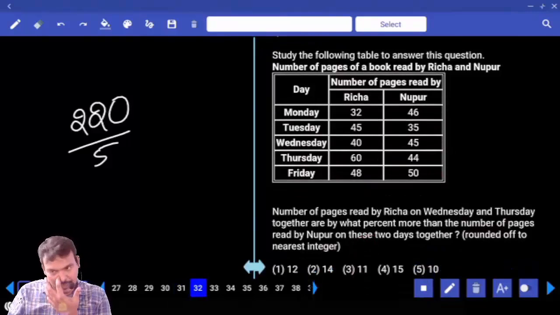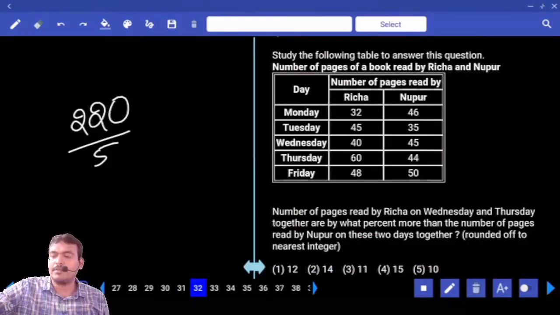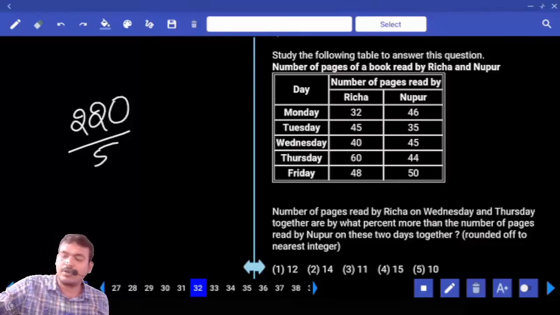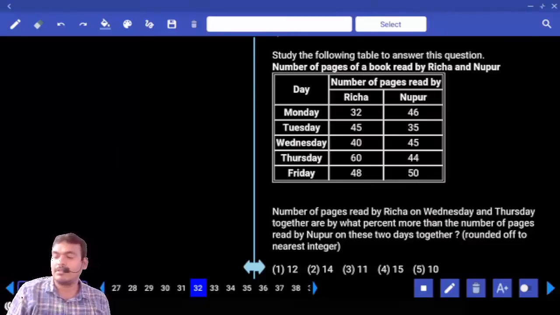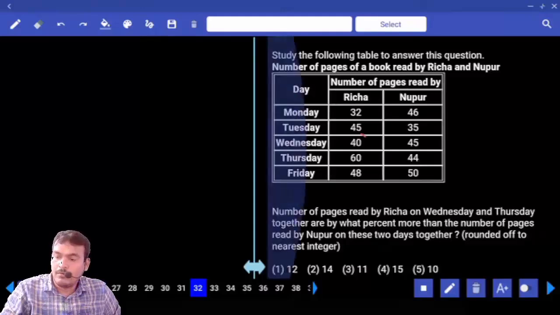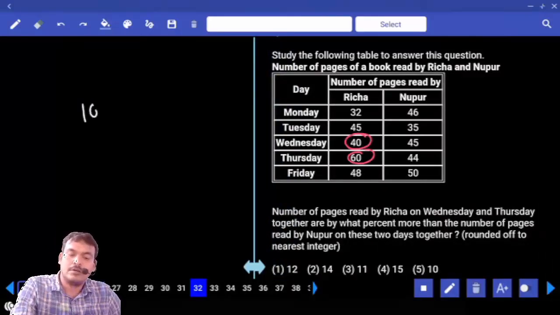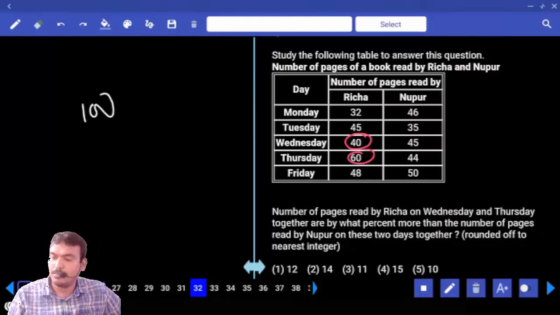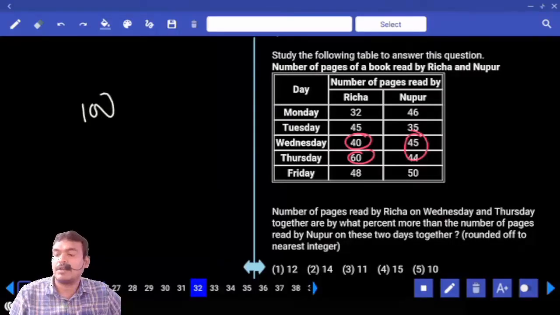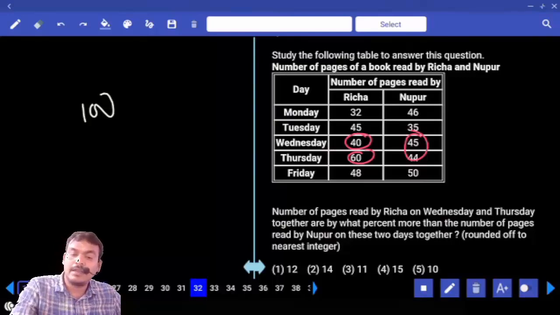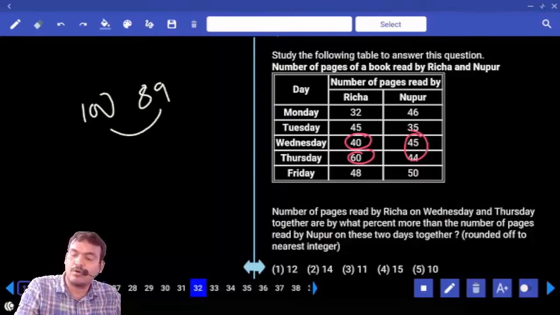Next question number 32. The number of pages read by Richa on Wednesday and Thursday together are by what percent more than the number of pages read by Nupur on these 2 days together? What is the Richa value on Wednesday? 40. Next Thursday 60. Total it is 100. Next Nupur on the same days, 45 plus 44, 89.